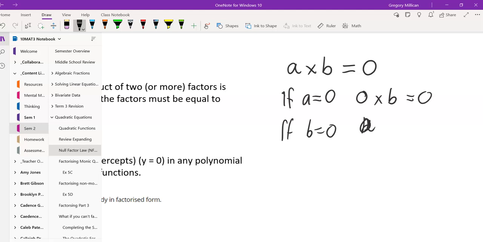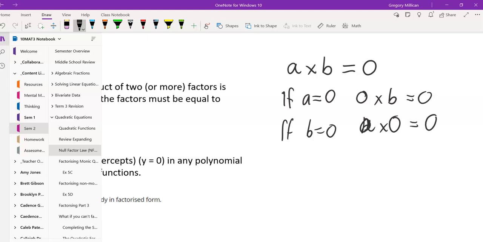So we've got A multiplied by 0. Well, we know that's 0 as well. So if the answer is equal to 0, either one or the other must be equal to 0, or they're both equal to 0, because 0 times 0 is still 0. Okay? Now you're probably thinking, so, big deal.